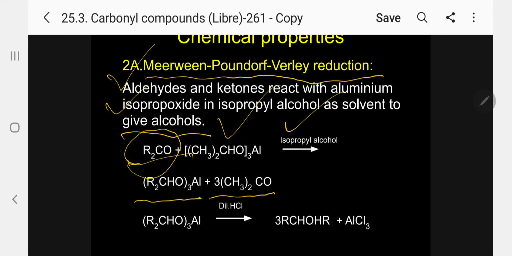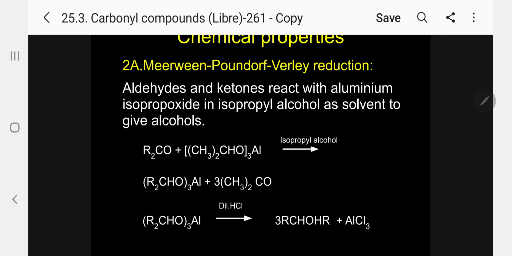This is the way. So let me take a specific example. I am taking 3 moles of acetone. I am treating with aluminum isopropoxide, in that case. Now, when you treat with dilute HCl, actually what will happen now? Kindly follow, the corresponding secondary alcohol and aluminum chloride are formed. So this ketone will be converted into the corresponding alcohol. So kindly follow now.